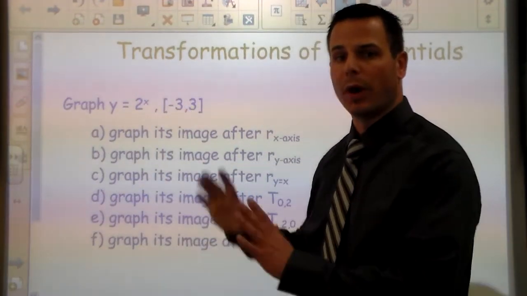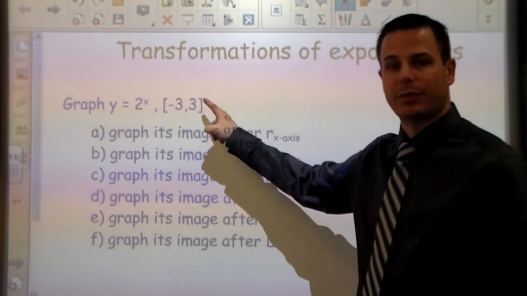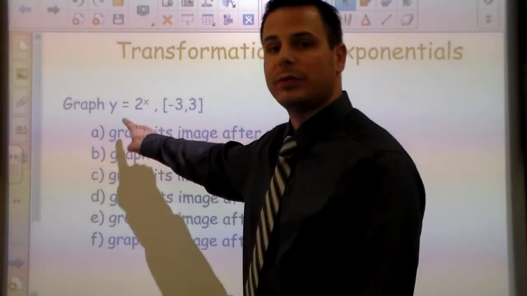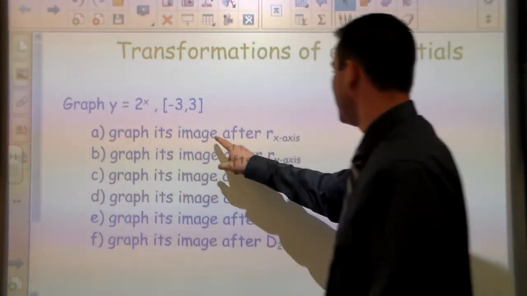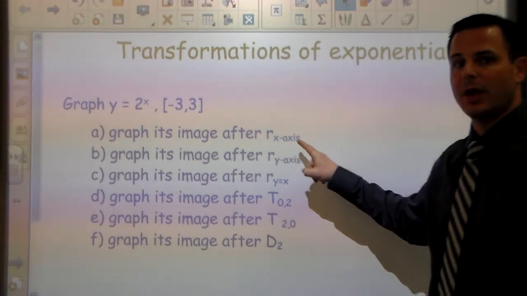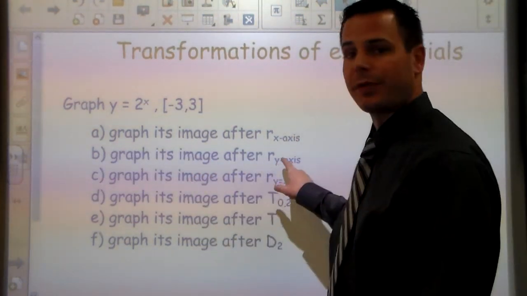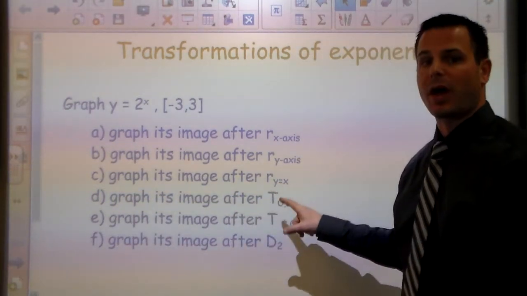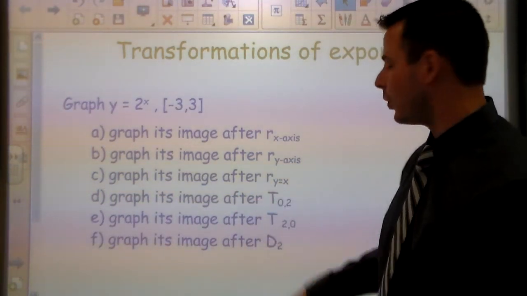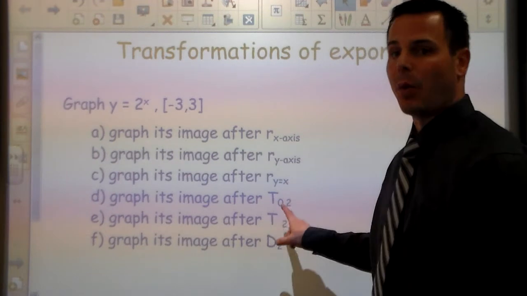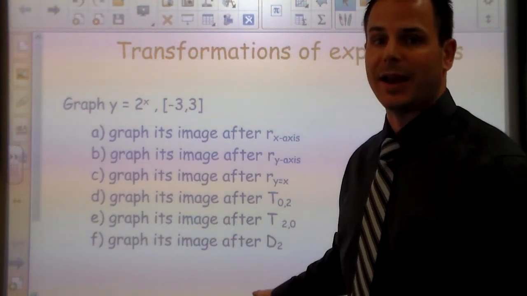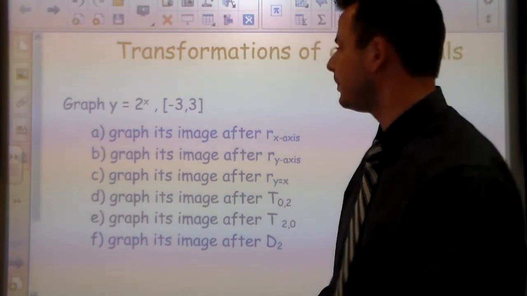So what we're going to do now is work with the graph of y equals 2 to the x power. We're going to graph this function from -3 to 3. Then we're going to perform various transformations on it. Specifically, we're going to reflect it over the x-axis, and then write this new equation. We're going to reflect it over the y-axis, then write this new equation. We're going to reflect it over the line y equals x, then write this new equation. We're going to translate it in a y direction, translate it in an x direction, and dilate it. And we're going to see what the new equations look like.